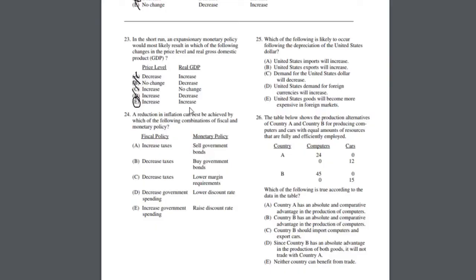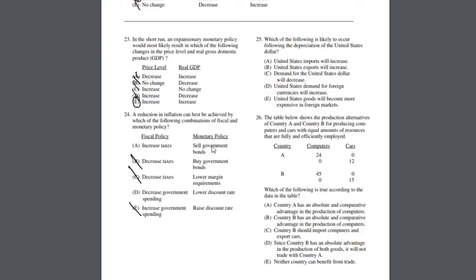A reduction in inflation can best be achieved by which of the following combinations of fiscal and monetary policy. So reduction in inflation, that means decrease aggregate demand. So basically what they're asking is for you to show them that you know two contractionary policies. So, fiscal policy, you're going to want to increase taxes. So, decrease is already down. You're either going to want to increase taxes or decrease government spending. So, increase government spending is out.